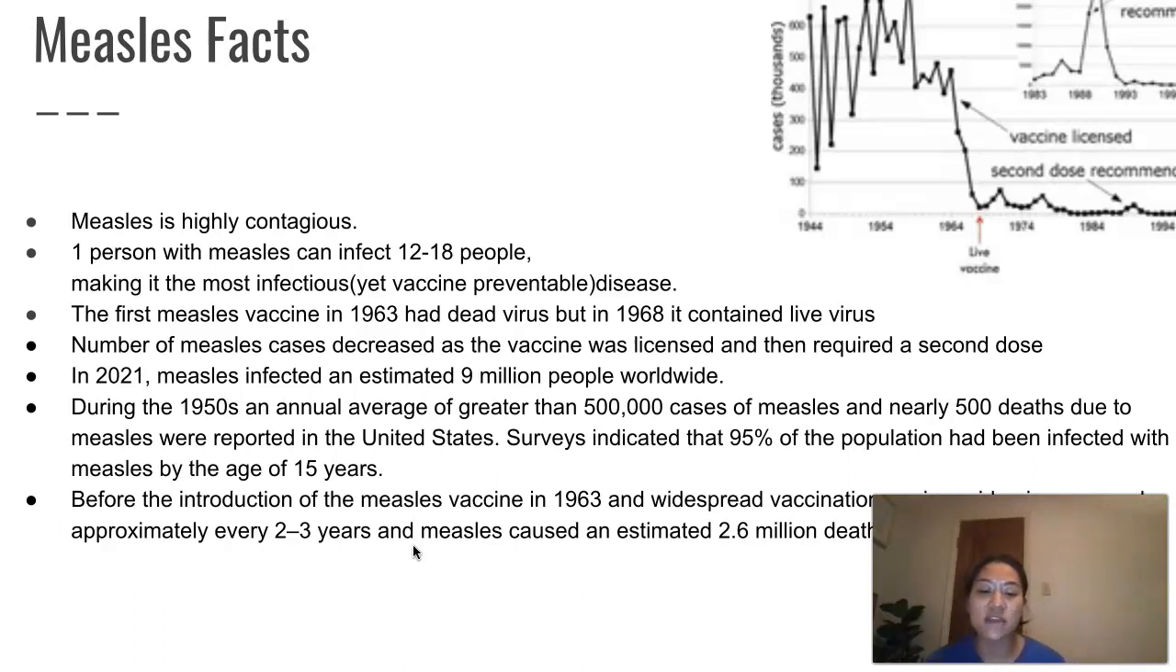Surveys indicated that 95% of the population had been infected with measles by the age of 15 years. Before the introduction of the measles vaccine in 1963 and widespread vaccination, major epidemics occurred approximately every 2 to 3 years, and measles caused an estimated 2.6 million deaths each year.